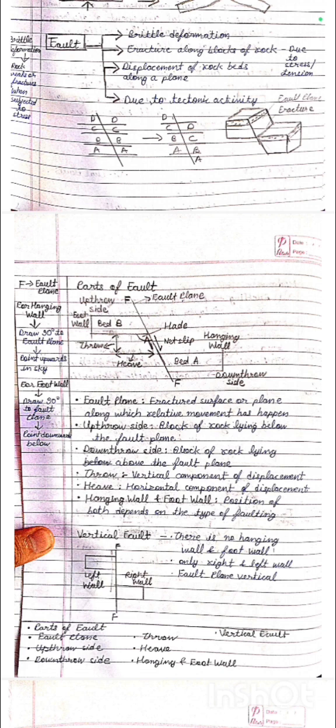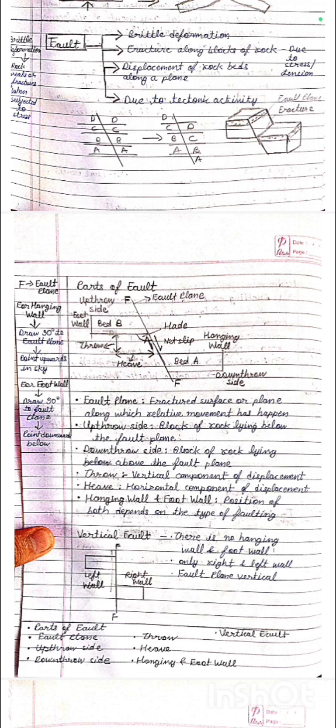Now throw. Throw is the vertical component of displacement. When a displacement has taken place, there are two components. First is the vertical and second is the horizontal movement. The vertical movement is called the throw and the horizontal movement is called the heave.